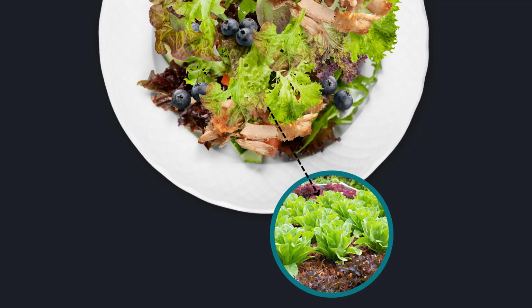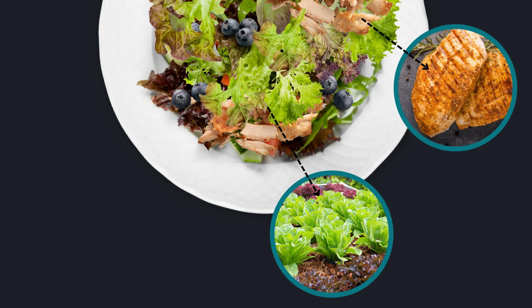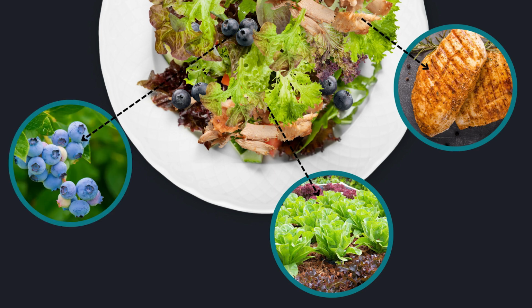For example, this salad is a mixture, but the lettuce is still lettuce, the chicken is still chicken, and the blueberries are still blueberries. You get the idea. That's a good blueberry. Mixtures can be made with all solids, like our trail mix, or all liquids, like these bubbles, or all gases, like the air we breathe.